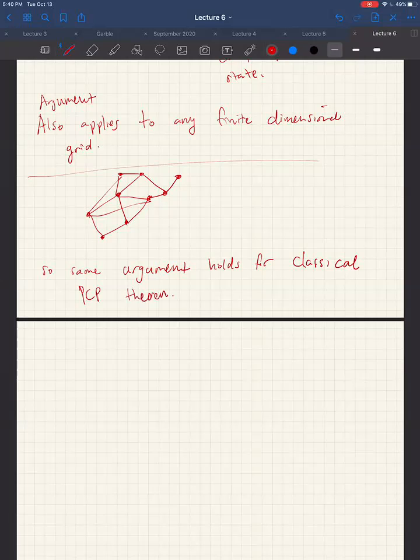We know the classical PCP theorem is true, it's proved, and the theorem produces these very interesting constraint satisfaction problems, like these 3-SAT instances, where it's hard to tell whether half of the clauses are satisfiable or almost all of the clauses are satisfiable. And these 3-SAT instances produced by the theorem are not going to be on this grid for exactly the same reasons. In fact, they will have a much more complicated system of interactions.